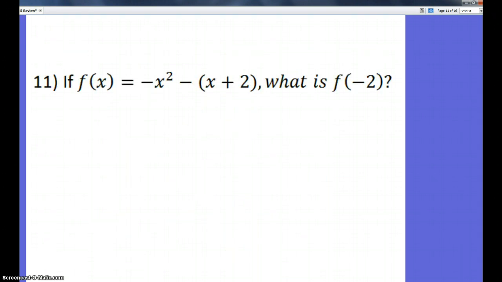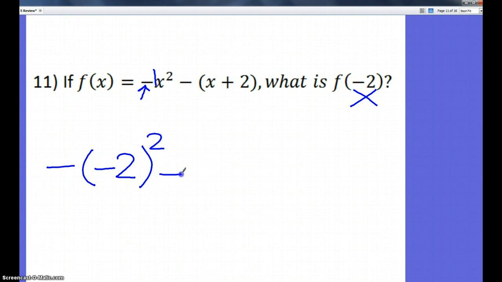You got your equation. What is f of negative 2? Again, this is your input. This is x. Do you have to care about this? Yes. So you put your minus sign. If you want to put a 1 right there, feel free to put a 1. Don't forget about the negative sign. Then you're inputting negative 2, so put it in parentheses, square it, minus a negative 2 plus 2.